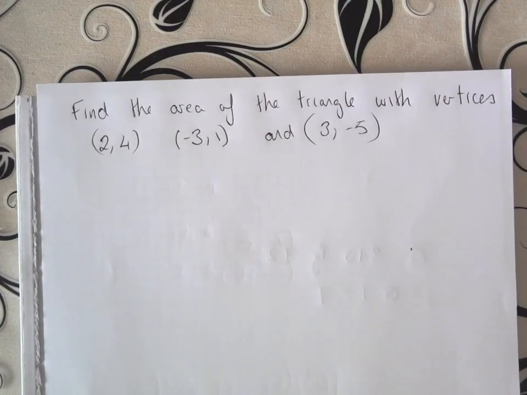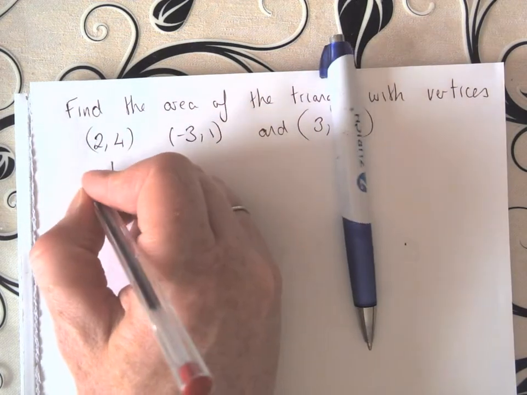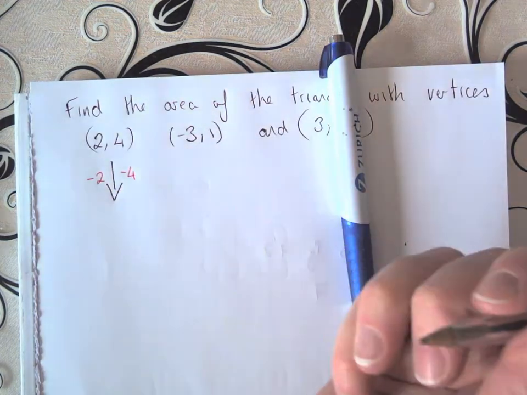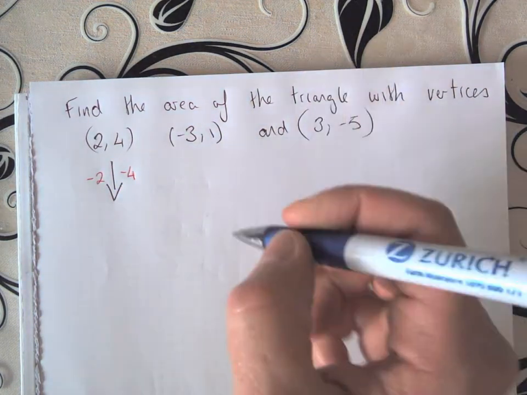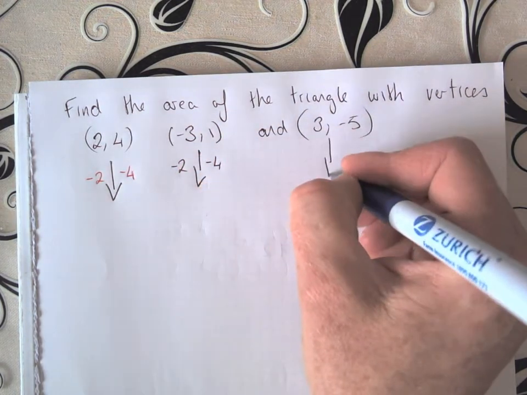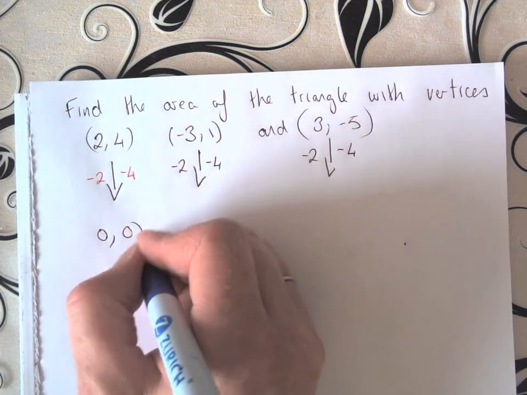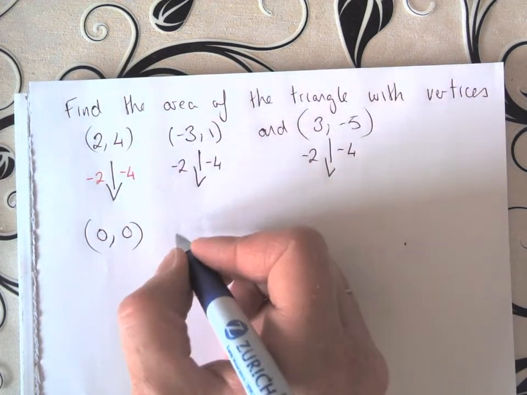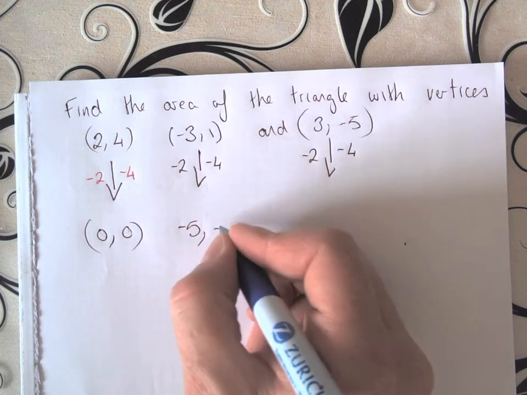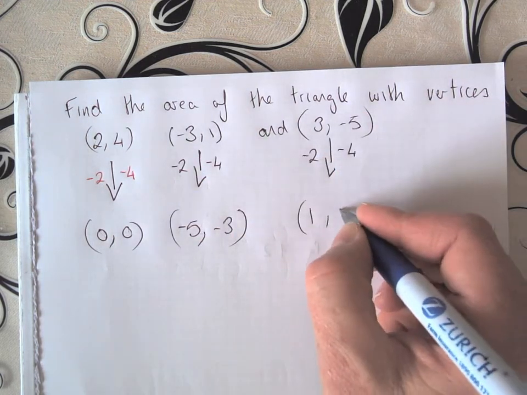You move your point. So for example, in this one, it doesn't matter which point you move. I'm taking 2 from the x, I'm taking 4 from the y. Again, that's the same as our last one. So to move this one, I take 2, I take 4, I take 2, I take 4. So 2 take 2 is 0, 4 take 4 is 0. So once we have 1, 0, minus 3 minus 2 is minus 5, 1 minus 4 is minus 3, 3 minus 2 is 1, and minus 5 minus 4 is minus 9.